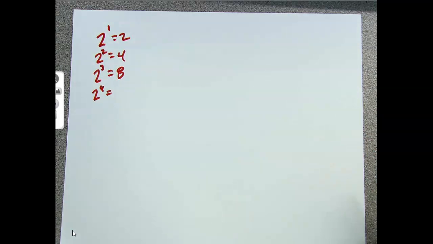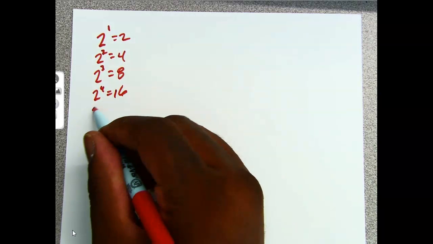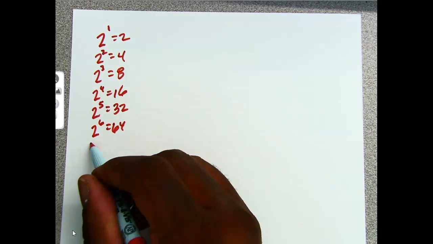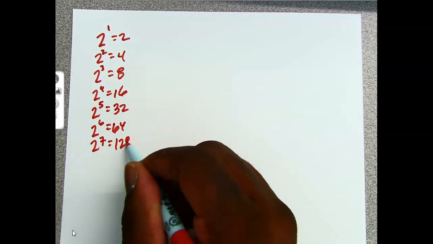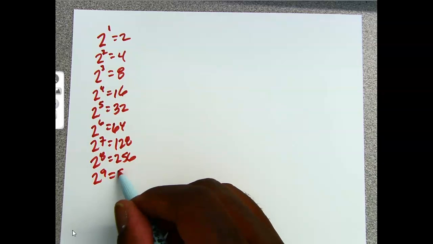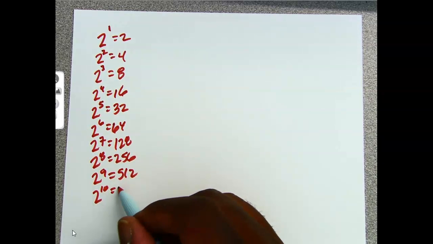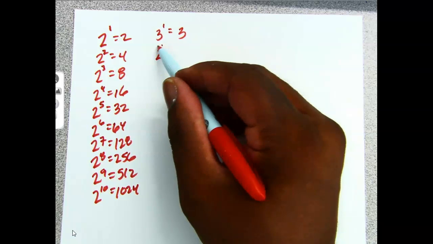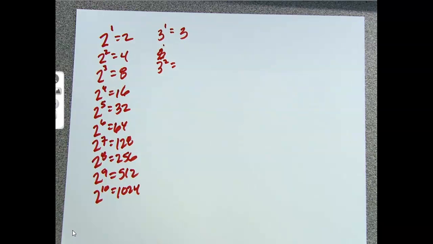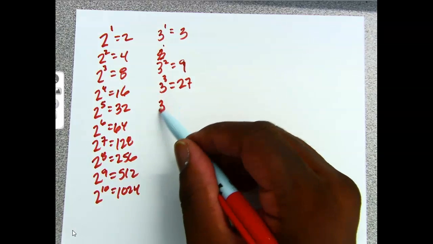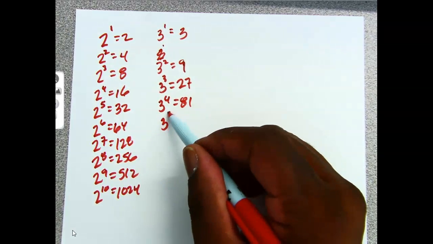2 to the fourth is 16. 2 to the fifth, 32. 2 to the sixth, 2 to the seventh, 128. 2 to the eighth, 256. 2 to the ninth, 512, and 2 to the 10th, 1024. 3 to the first, 3 squared, 9, 3 cubed, 27, 3 to the fourth, and 3 to the fifth.